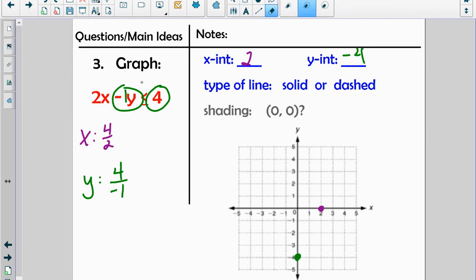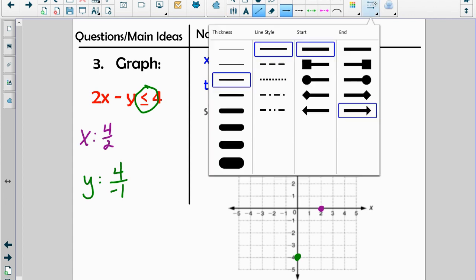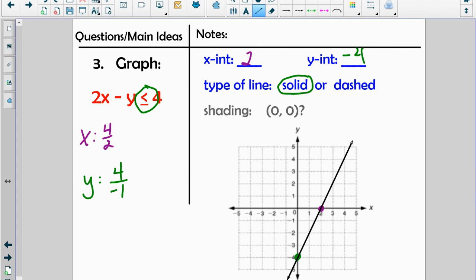All right, type of line. If we look at our inequality symbol, it's less than or equal to. That means all the points on the boundary line will be solutions, and we show that with a solid boundary line. So I can draw a regular solid line that goes through those 2 points. There we go. And then I just have to determine what side to shade. Remember, one side of my boundary contains all of the solutions. The other side has no solutions. And I want to shade the side that has all of the solutions.